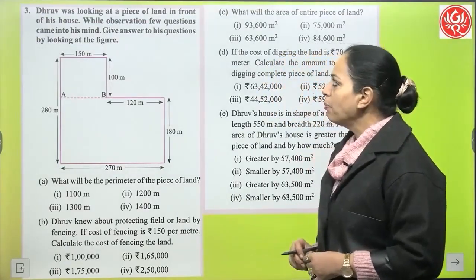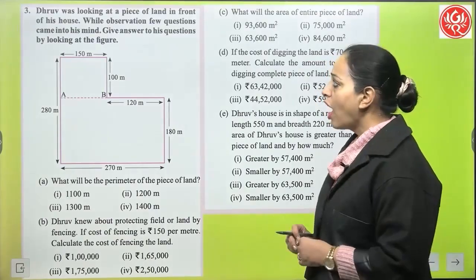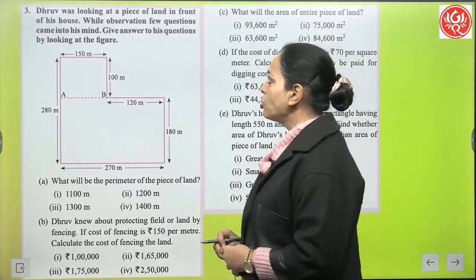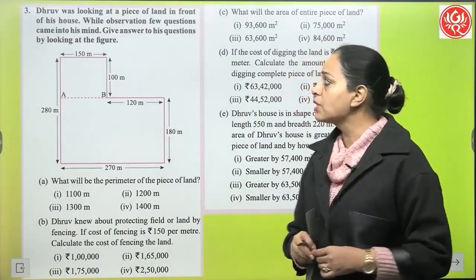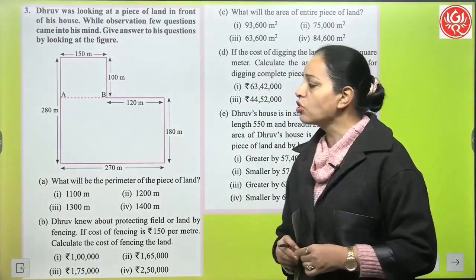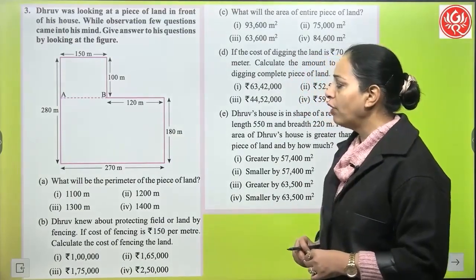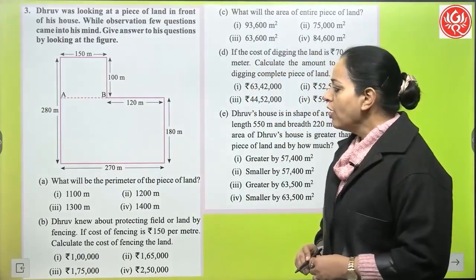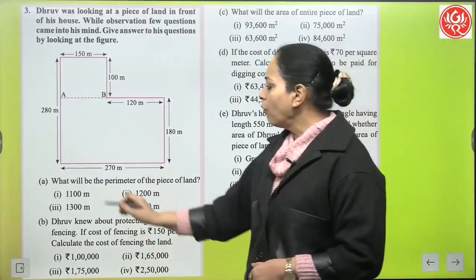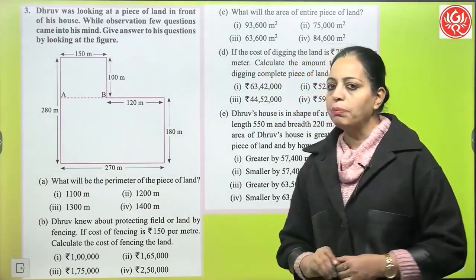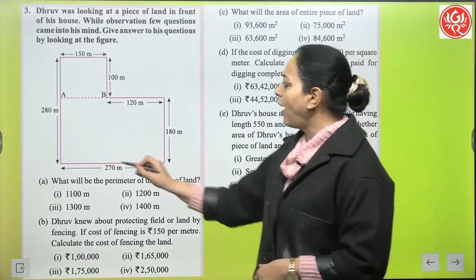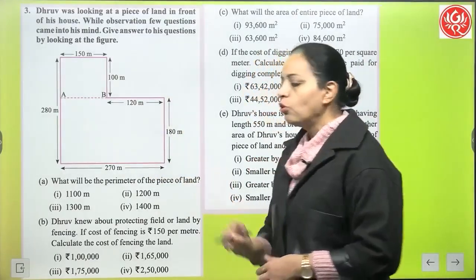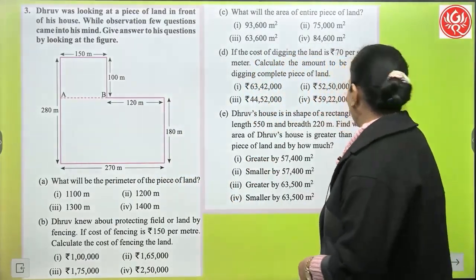Dhruv was looking at a piece of land in front of his house. While observing, a few questions came into his mind. Give answer to his questions by looking at the figure. So there is one piece of land, this shape, okay. So here A part, what will be the perimeter of the piece of land? So what you do, add all these sides, you will get the perimeter, okay.